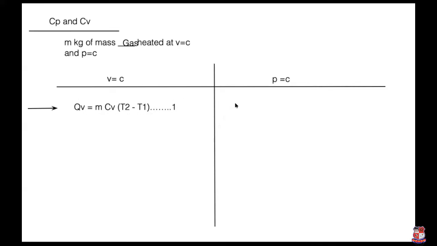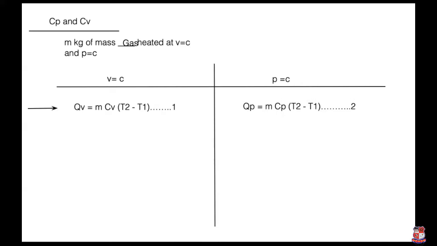Now write down the same equation here also, but in the exam I forget things. So QP is equal to M CP, with small letters so you can understand, T2 minus T1. So it is equation number 2.